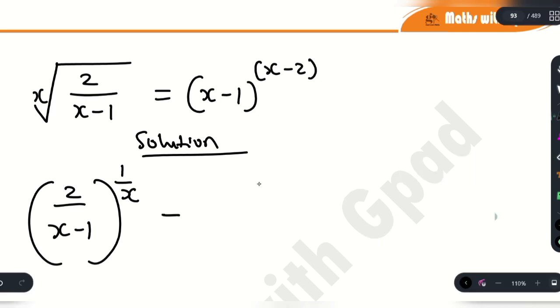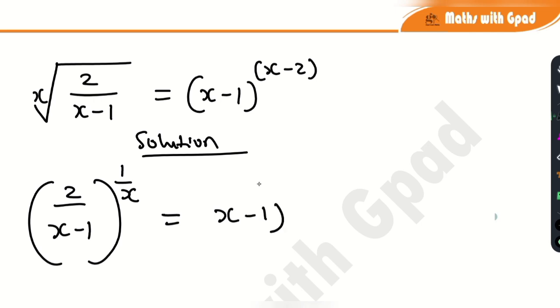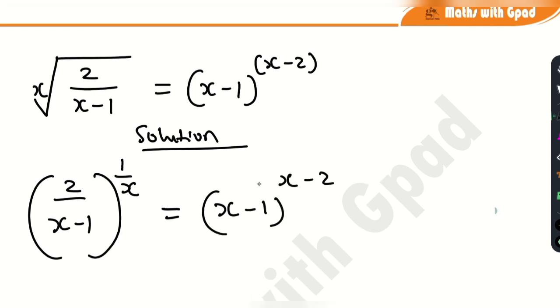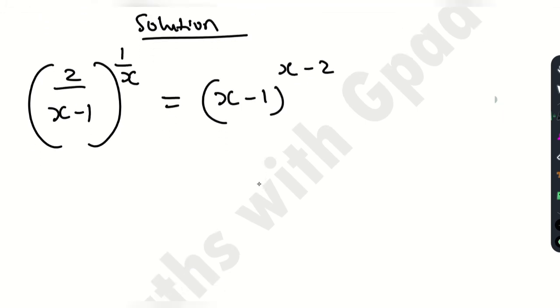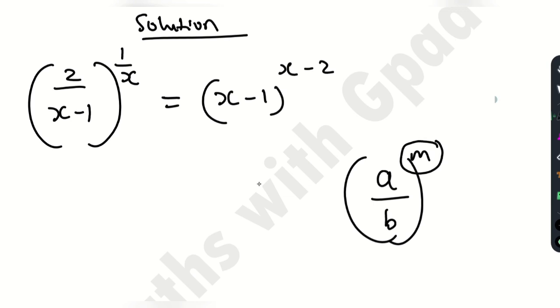Now this is going to be equal to what? x minus 1 on the right hand side raised to the power of what? x minus 2. Now again, from one of the laws of indices, if you have a over b raised to the power m, this m, which is the exponent, can be distributed to a and b. So we can rewrite this as what? a raised to the power m over what? b raised to the power m. That's exactly what I will do.